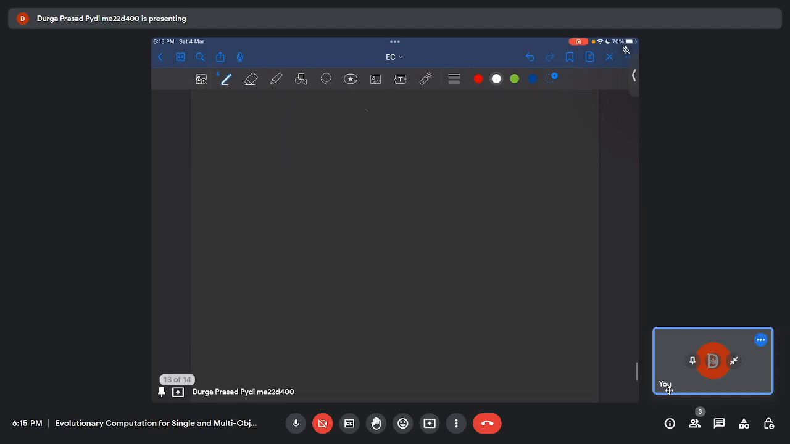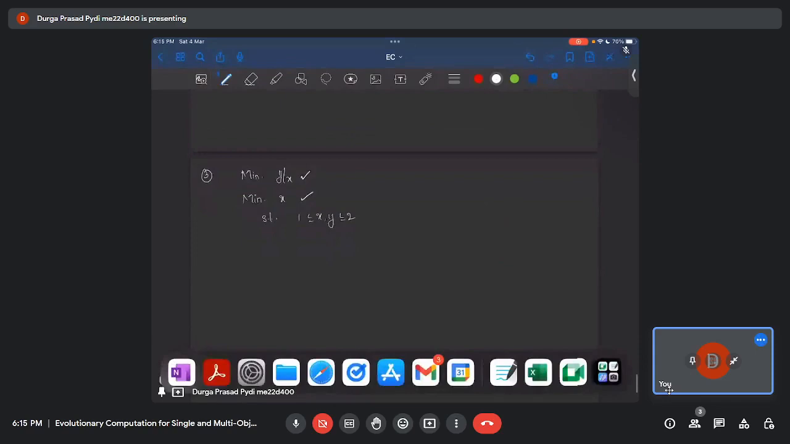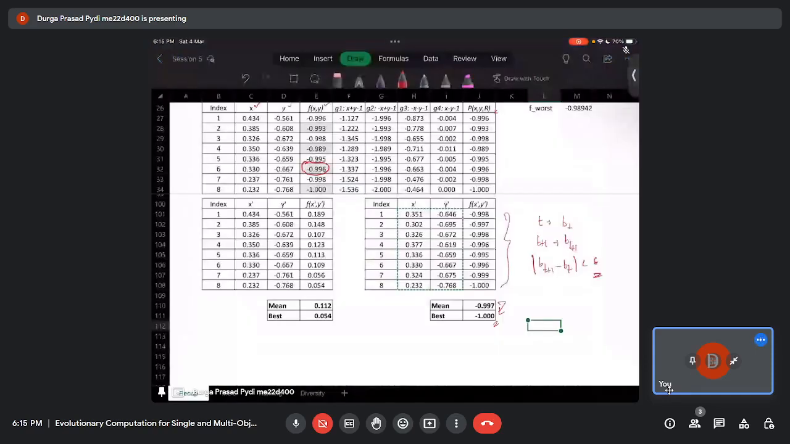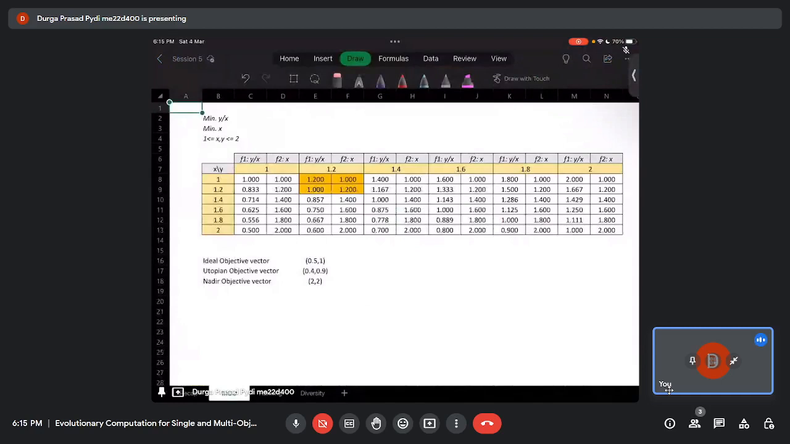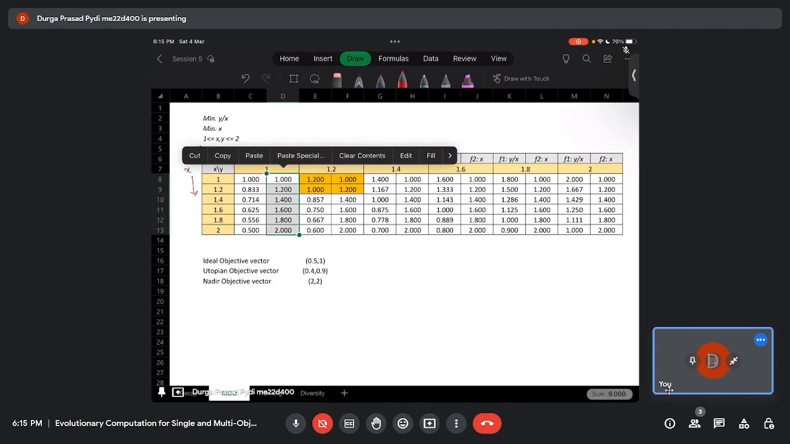We'll just see what is actually there. What I have done is take the values of x in this particular direction, and along this I am taking the values of y. So the domain is 1 to 2, and I've split it into intervals of around 0.2, like 1, 1.2, 1.4 up to 2, and similarly for the values of y. For each of them, the first column is the first function y by x, and the second is the second function f2 equal to x.